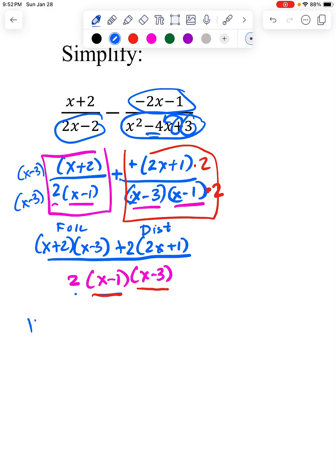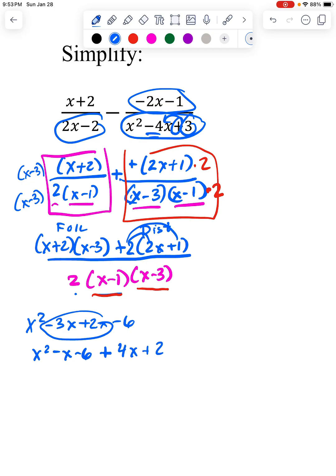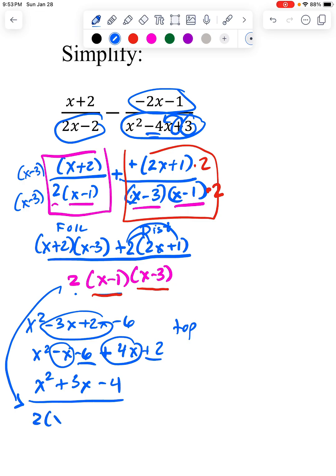So I'm going to FOIL that first part. X squared, outside is 3x, inside is 2x. 2 times negative 3 is negative 6. So that will combine to be this. Plus, here I'm just going to distribute. So 4x plus 2. I'm just working on the top right now. I'm ignoring the bottom because it's just going to stay the same. And then I'm going to combine the like terms. So I'm FOILing, distributing, and combining. I have an x squared, this negative x, and this positive 4 becomes a 3x. And then minus 6 plus 2 is going to be a negative 4. And then that's over the bottom because I really haven't done anything with the bottom.